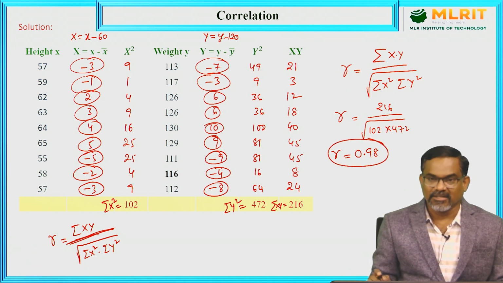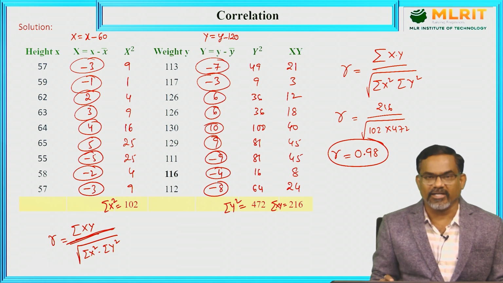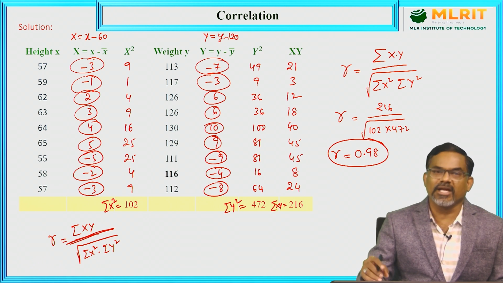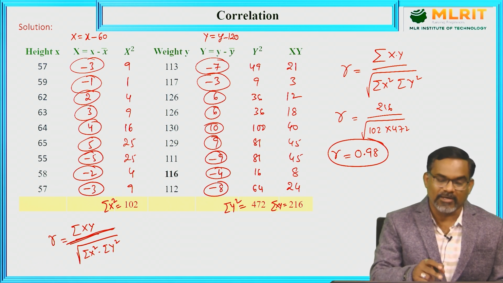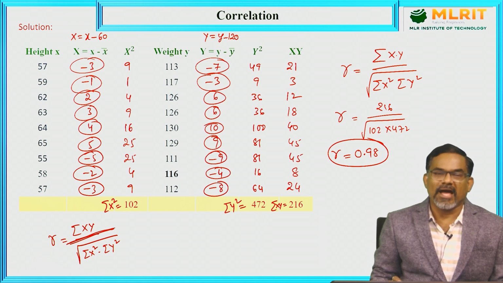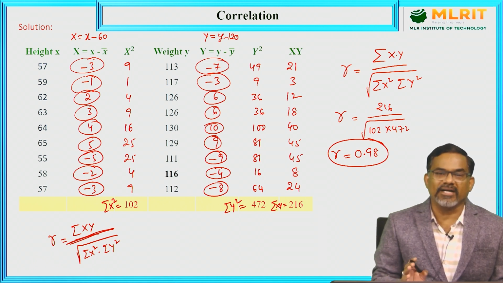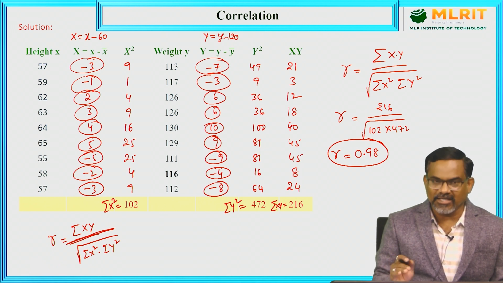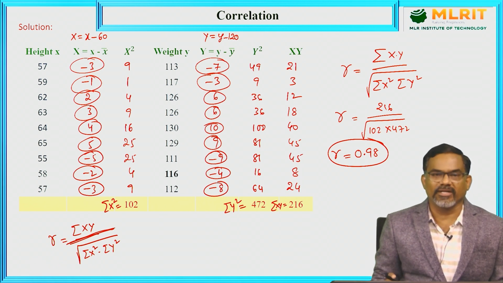That means the two variables are strongly related, almost equal to 1. So this is the magnitude of the relationship between these two variables x and y. So correlation measures the magnitude of the relation. Using correlation, we don't find what is the exact relation. We don't need that. We calculate the magnitude of the relation.